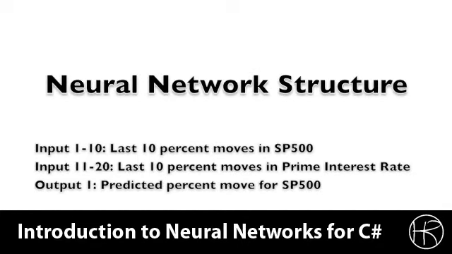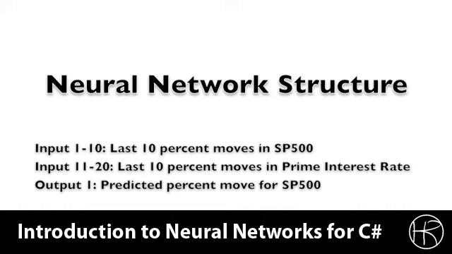The structure of the neural network is relatively simple. This structure can be changed by changing the configuration options that we discussed in the last class session. Inputs 1 through 10 are the percent moves in the S&P 500. Inputs 11 through 20 are moves in the prime interest rate. They both correspond to the preceding 10 locations in the time slices. Output 1 is the predicted movement for the S&P 500.